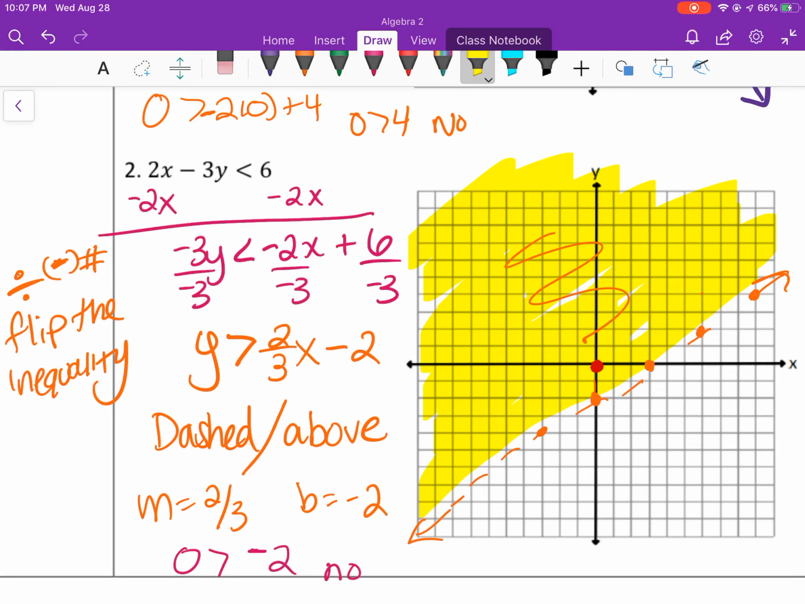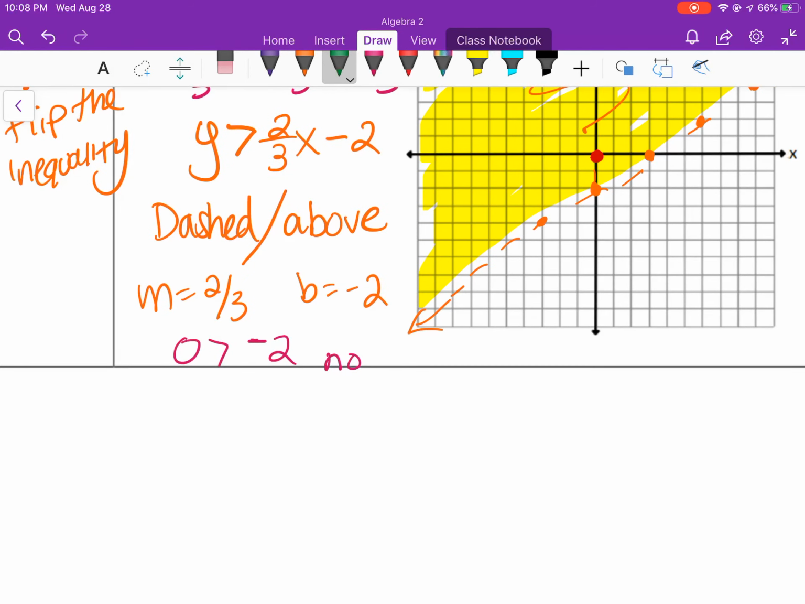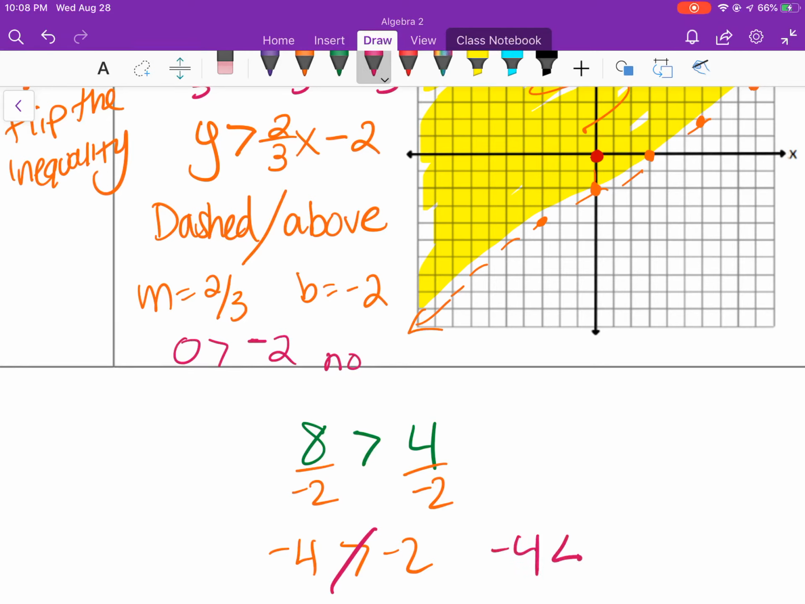And then you have to remember to flip the inequality if you end up dividing by a negative. So not if you subtract and not if you add, but only if you multiply or divide by a negative, you switch the inequality. So, for example, we all know that 8 is greater than 4. But if you divide both sides by negative 2, you get negative 4 greater than negative 2. Now that's not true anymore. So if you divide by a negative, you'd have to flip this because negative 4 is less than negative 2. So that's how that works and why we have to do that.